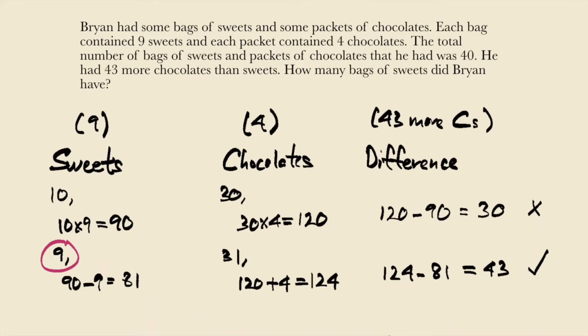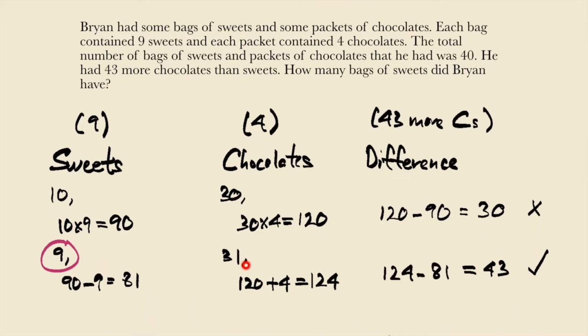And let's guess, shall we? So the total is 40 bags and sweets. So let's guess 10 and 30 here. And that's 10 times 9, that's 90. 30 times 4, that's 120. What's the difference here? That's 30 more chocolates. No, that's not what we want. We only want 43 more chocolates. So we need more chocolates then.